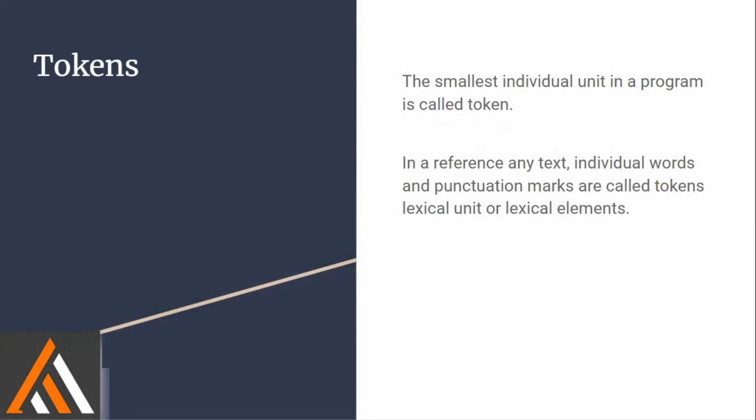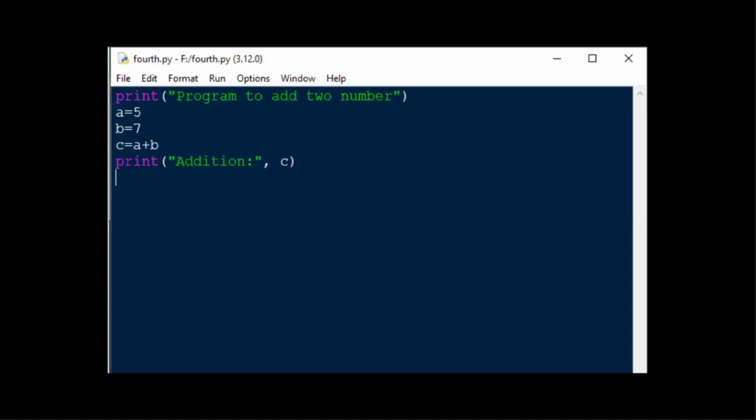Tokens are the smallest individual units in a program. In technical terms, you can say any word or any symbol or any character is going to be recognized as a token. In technical terms, these tokens are also known as lexical units or lexical elements. So we will have a look at those things.